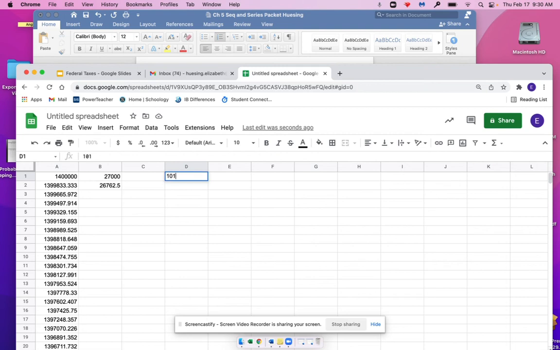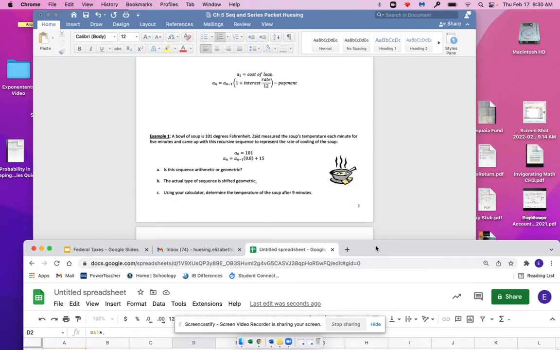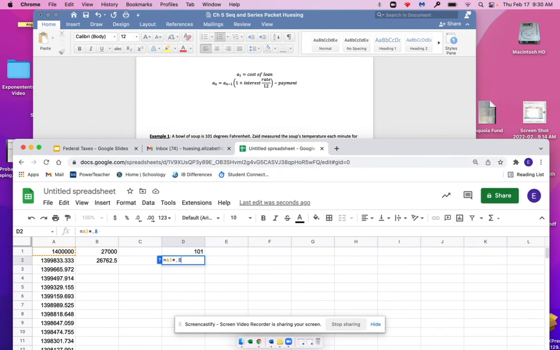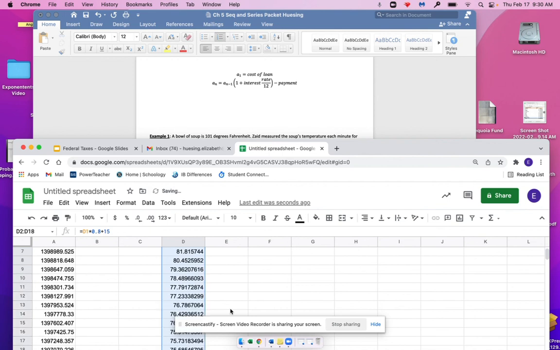So we can go to our spreadsheet and say it's 101, so equals A1 times 0.8 minus, and it was cooling down at, or it was going up at 15. And again, I did A1. I keep needing a reference, so this is D1. So then it's 95 degrees. And if I drag down after 9 minutes, 79 degrees. And let's see what happens if I keep dragging.